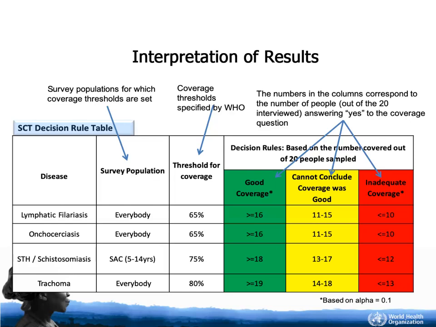First, we have our survey populations for our given diseases and the coverage thresholds which are associated with them. These are specified by the World Health Organization. On the right, we also have our decision rules. These are based on the number of people who are covered, meaning the number of people who answered that they swallowed the drugs out of our 20 people sampled. These ranges differ by drug due to the different target coverage thresholds for disease.